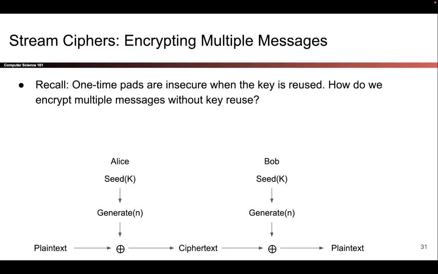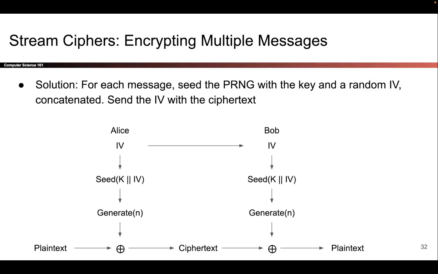One problem with our construction so far is that it doesn't allow us to encrypt multiple messages. If Alice now tries to encrypt a second message, she's using the same seed, so the PRNG will generate the same output, and she is reusing the pad in a one-time pad, and we know that is bad. So to fix this, we have to introduce an IV, and the resulting scheme looks something like this.